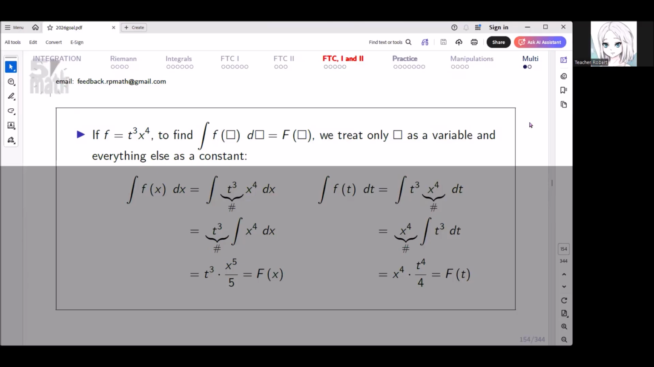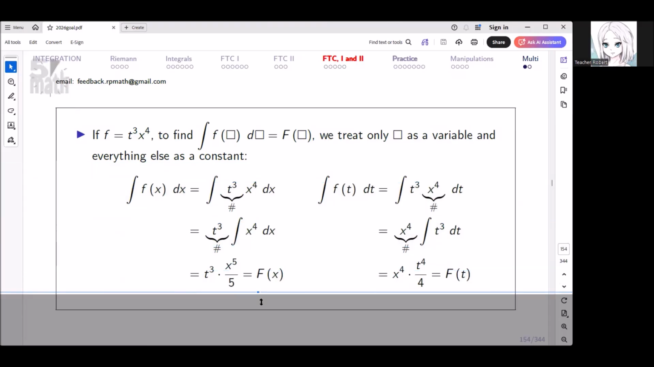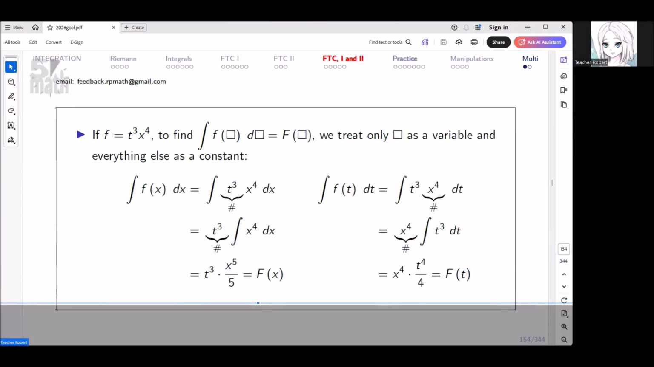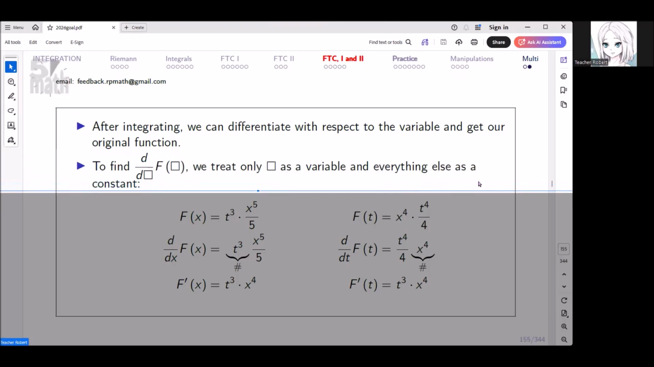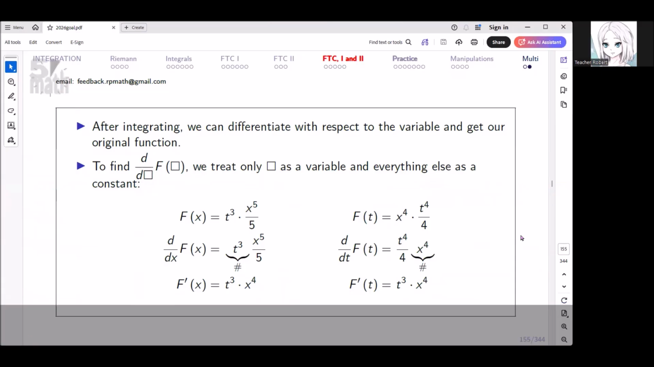To find this, we treat only the box as a variable and everything else as a constant. And we have the following. After integrating, we can differentiate with respect to the variable and get our original function. To find this, we treat only the box as a variable and everything else as a constant. And we get the following.